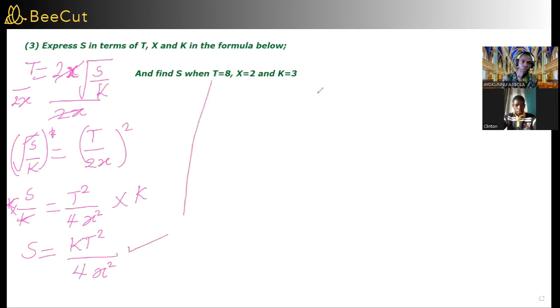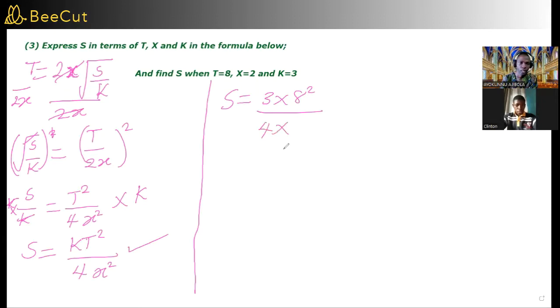Now to the second part of the question. I have the values of k, t, and x to substitute. So I have s equal to k. What is k? 3 times t squared. What is t? 8. 8 squared all over 4 times, what is x? x is 2. That is 2 squared. So here now I can say I have 3 times 8 times 8 all over 4 times 2 times 2. So the square is expanded.